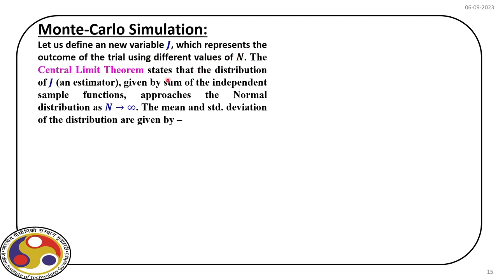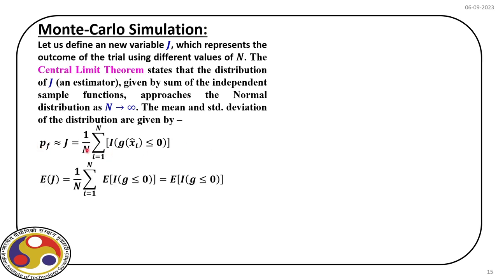It states that the distribution of J, that is an estimate given by the sum of the independent sample functions, approaches the normal distribution as N tends to infinity. Right. So then what we have, this is the PF, and obviously just by looking at this expression you can conclude that the expected value of J is nothing but 1 by N summation of this. So PF is actually the mean estimate of J.